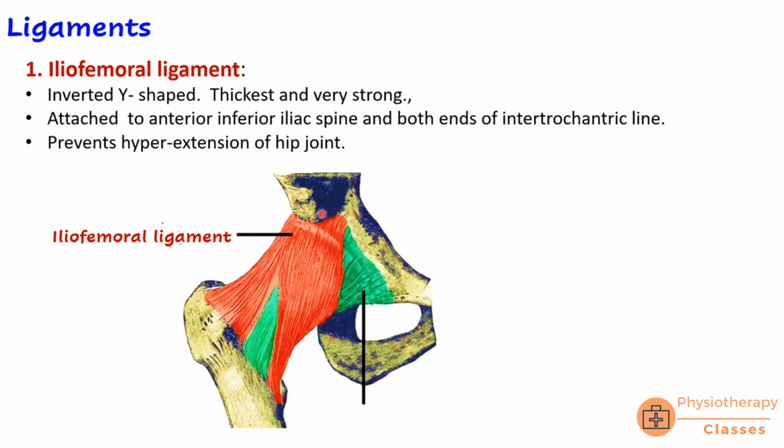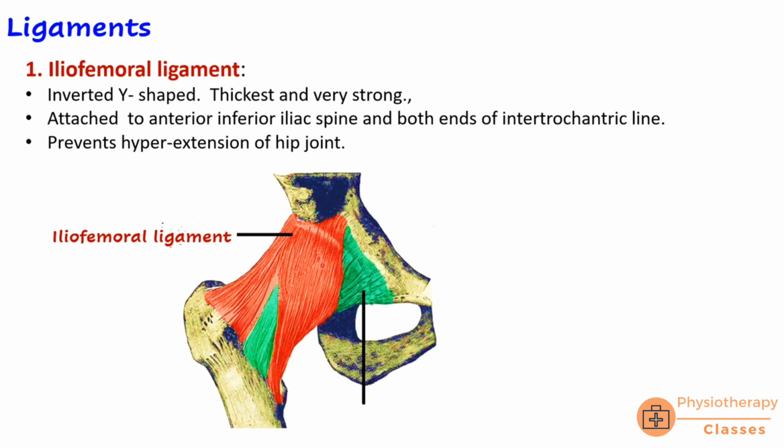Now it is attached here, you can see, on the hip bone to the anterior inferior iliac spine. So this is anterior inferior iliac spine, and on the femur it is attached to the intertrochanteric line. Now as this is Y shaped, you can see here, it has got 2 limbs. This is the medial one, and this is the lateral one, right? They are the strong bands. So it has got medial and lateral strong bands, and the intermediate area is very thin, right?